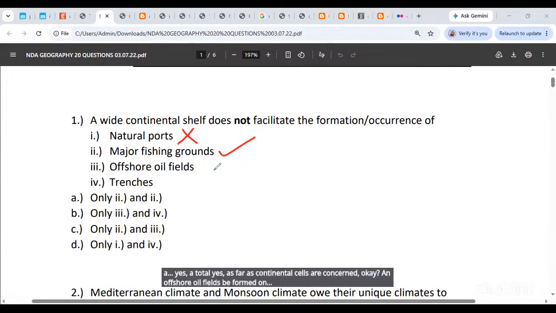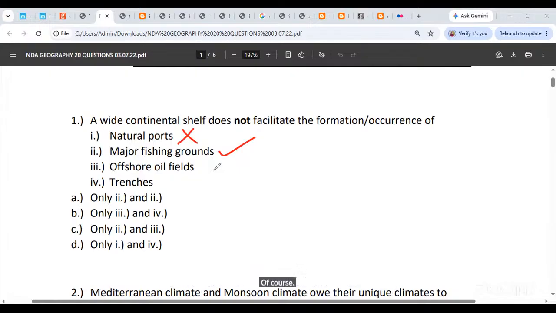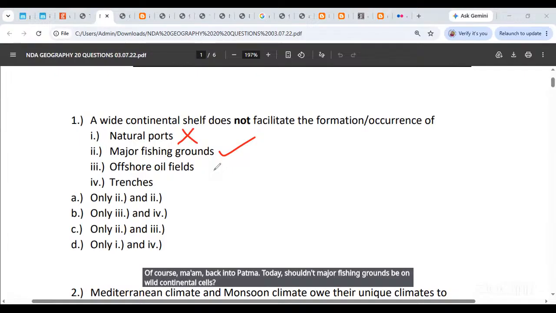No, they cannot be formed. Fatma, I'm talking to Fatma. Shouldn't major fishing grounds be on wide continental shelves? They should be, no? Because it facilitates the growth of fish, clearly. The growth of plankton followed by the abundance of fish.